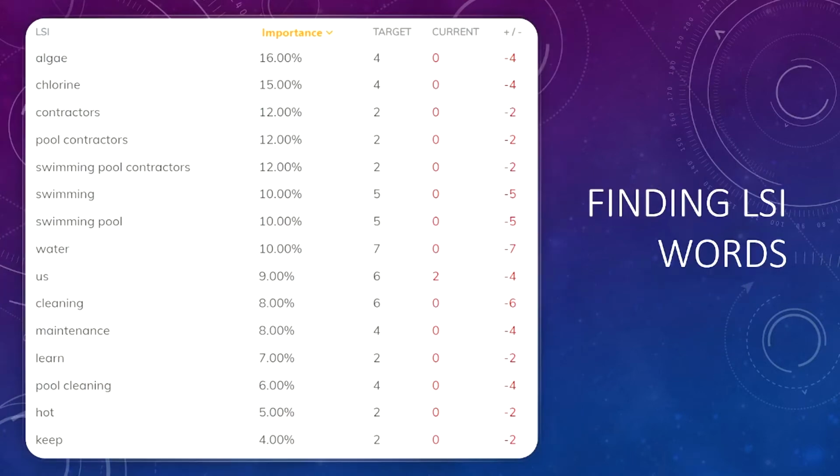Now, these are the LSI words that I should also be using on the page. Now, notice these terms are different than the variations. We have the term algae, chlorine, contractors, pool contractors, swimming pool contractors, and then it gives the importance from the top to the bottom and what the target number of words are. It's not a lot, and what they currently are. But notice this page, they are not using a lot of LSI words. So this is going to hurt their ranking slightly compared to other websites that may have these LSI words.